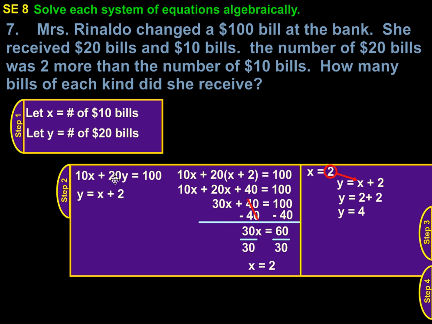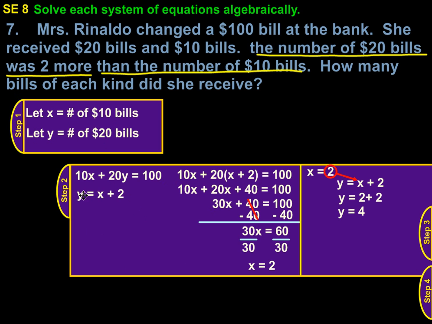Then I need to set up an equation. I know that 10 times a certain amount of $10 bills plus 20 times a certain amount of $20 bills has to equal 100. I also know that my Y, which was the number of $20 bills, was 2 more than X, and I got that from here. The number of $20 bills was 2 more than the number of $10 bills. So this sentence right here enabled me to create my Y equals X plus 2 statement.